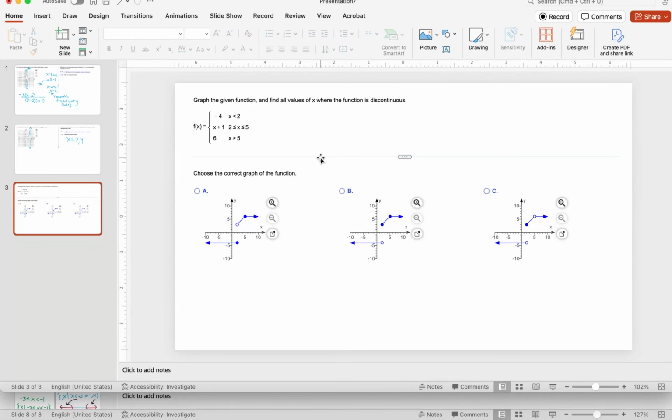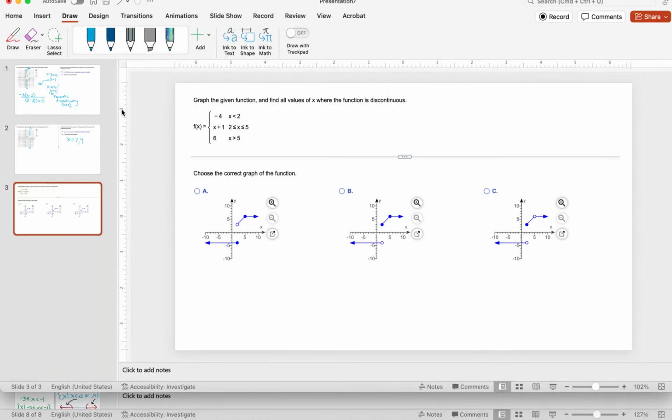Okay, so this says graph the function and find values where the function is discontinuous. For these, they are piecewise ones. You don't have one like this, but I'll still go over piecewise just in case. I mean, it's a good skill. This is a college algebra concept.